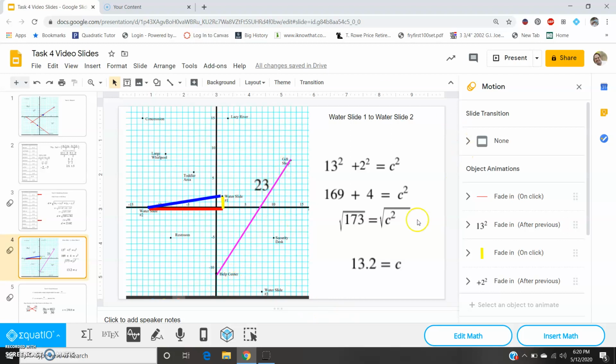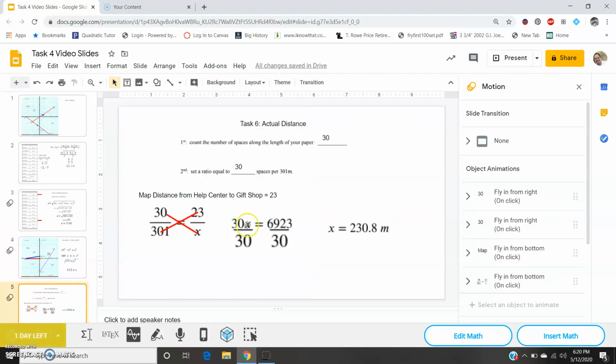This one here was the other problem we did. It's right here, but this is the one we're going to do the example for, so don't be confused. It's just this purple line, and the distance is 23 units. Okay, well, when we get into task 6, actual distance, the first thing they want you to do is count the number of spaces along your paper.